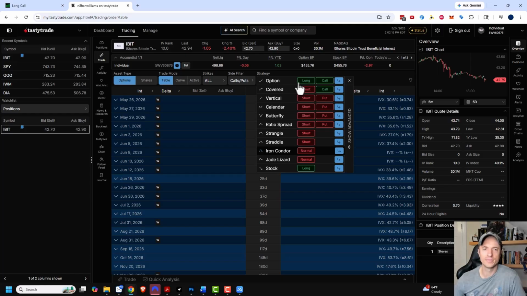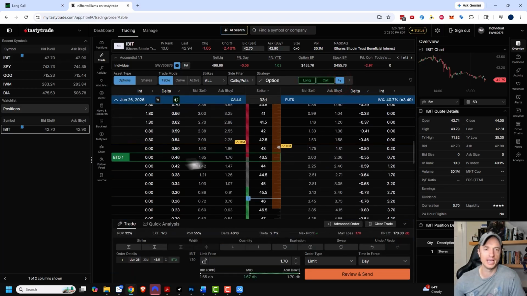But if you wanted to, you could go ahead and change it. So in this case, we're doing a long call. So if it says short, you can click on it to change it to long, and then you can switch between put or call right here. And you could hit this quick select option, and it would go ahead and select a call option for you to buy. Again, it just seems random, and so I don't recommend doing that, but you could if you wanted to.